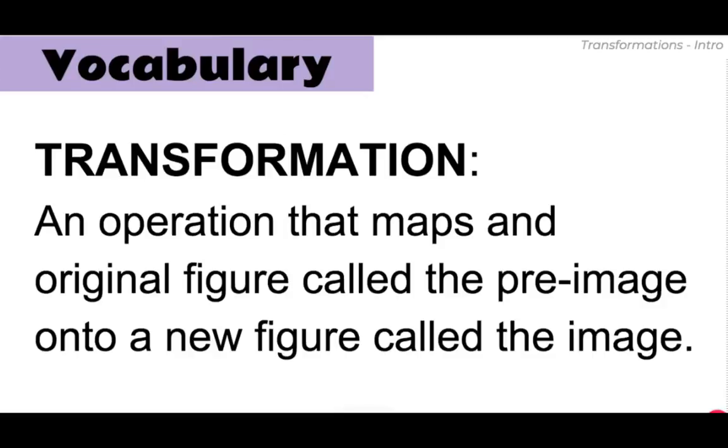Which is kind of strange because it's like we're starting with the pre before we get to the image, but the pre-image means this is our beginning part. After we do whatever change is asked, we get the image. Okay, so this transformation is an operation that takes a shape called the pre-image and changes it to something called the image.